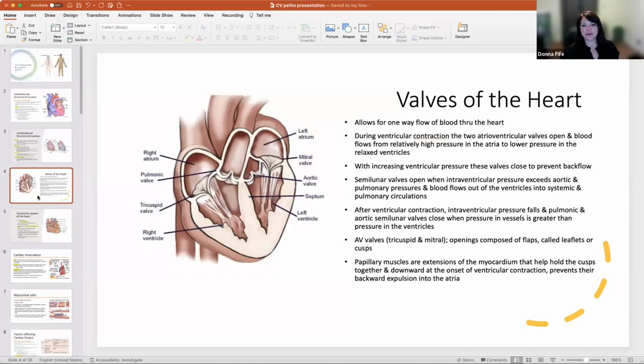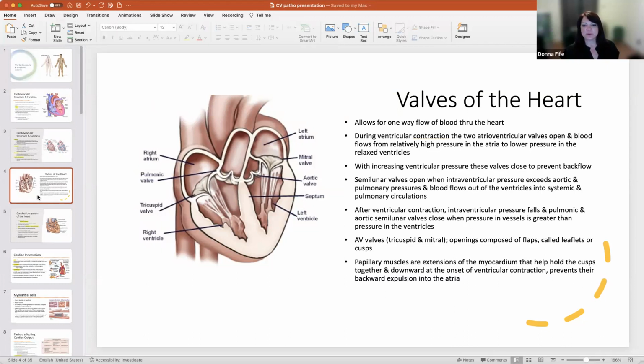So a little more on the valves. These allow for that one-way flow of blood through the heart. During ventricular contraction, the two atrioventricular valves open and blood flows from a relatively high pressure in the atria to a lower pressure in the relaxed ventricles. With increasing ventricular pressure, these valves close, and it prevents the backflow of blood into the atria.